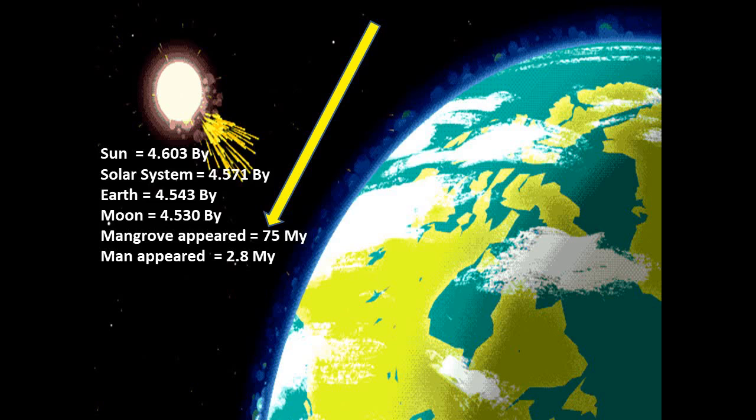Now, a question may arise: why am I telling all this? Because these celestial bodies play a very important role in the rise and fall of the sea level, the tides, which govern the distribution of the blue carbon. And this blue carbon, the mangroves, appeared 75 million years ago on the planet Earth.